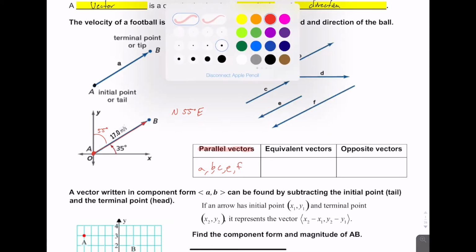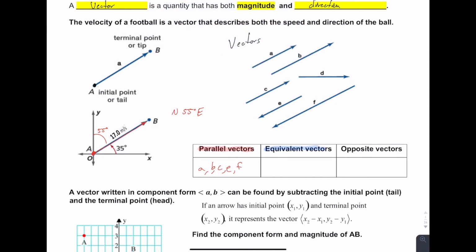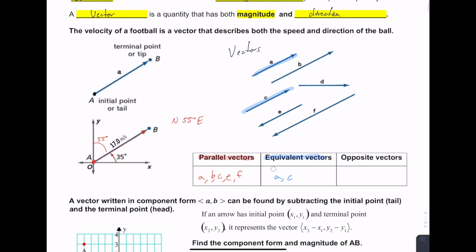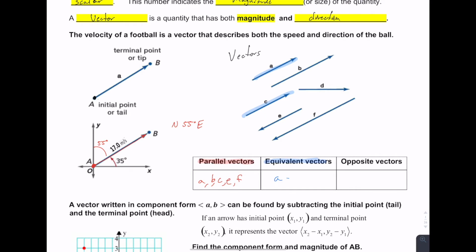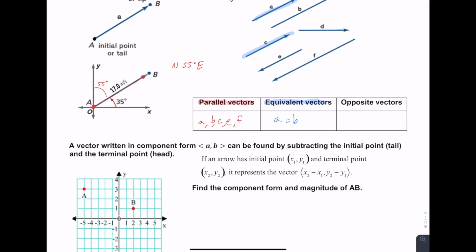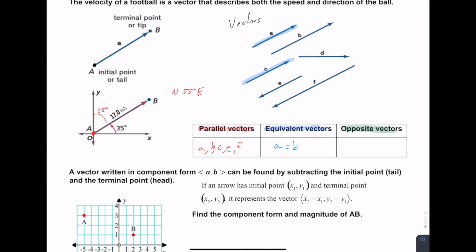All right, equivalent vectors, I'll do those in blue. Equivalent vectors are the ones that have the same angle and magnitude. So for example, A and C are equivalent vectors. In other words, A equals C. And then finally, opposite vectors, I'll do those in green. Opposite vectors have the same angle, the same size, but they have different directions. That will be a little bit trickier to show you, but check it out.